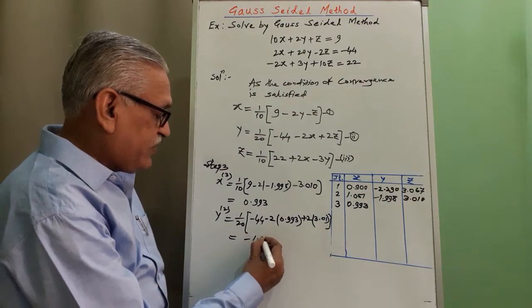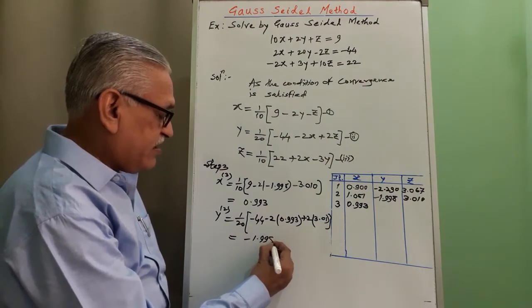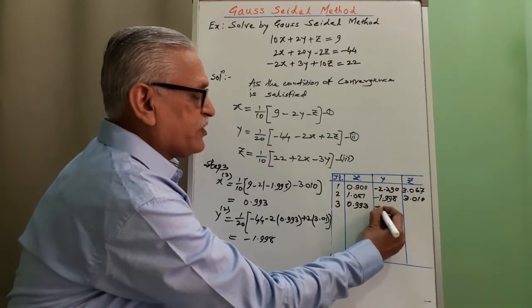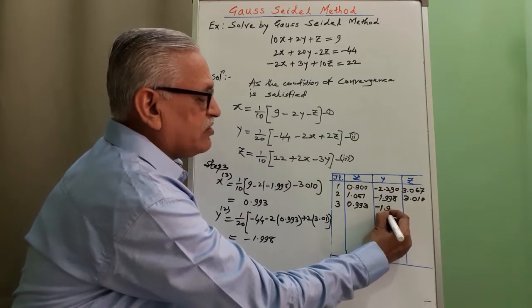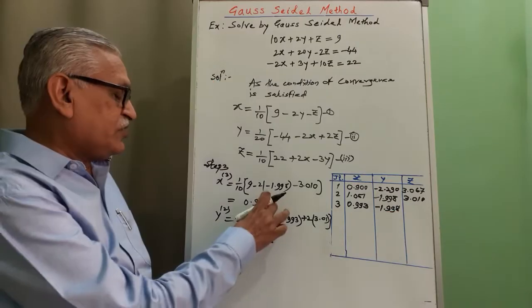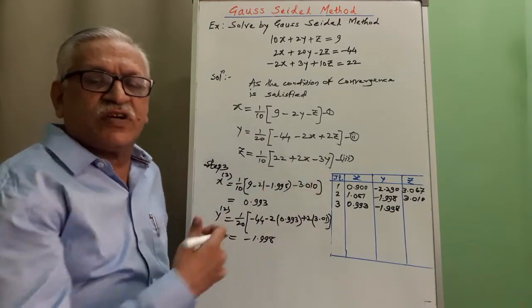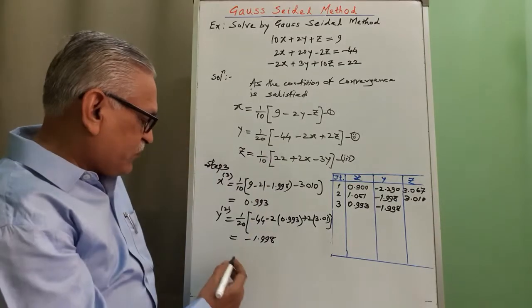minus 1.998. Therefore, we put here minus 1.998. Using these two latest values of x and y in equation 3 to get a new approximation for z.